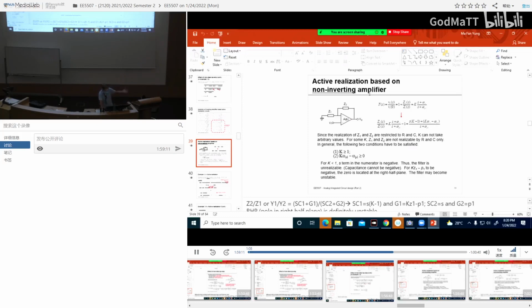Similarly, that was for the inverting amplifier. Now we talk about the non-inverting amplifier. Input is applied to the positive input. Always, in this case for the non-inverting amplifier, the input is always applied to the positive input. Why?